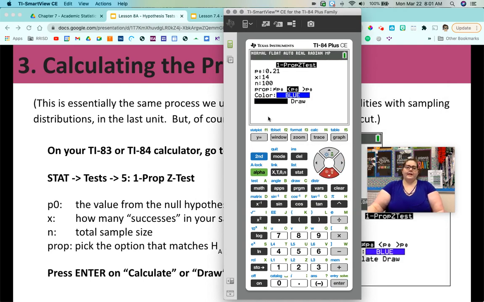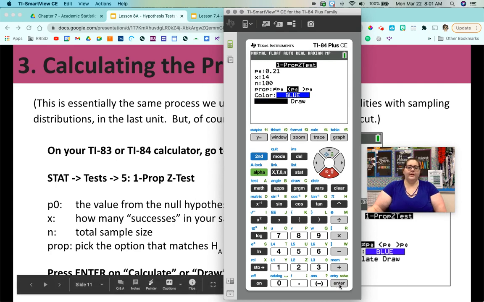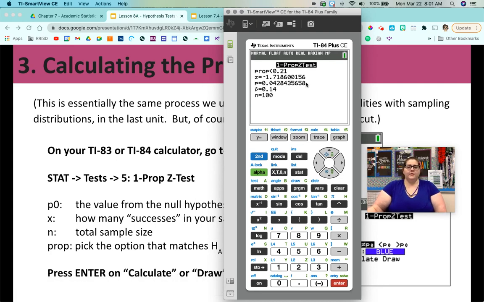And then you can either click Calculate or Draw. If you click Calculate, it just gives you a list of things. It tells you what your z-score was, which is what we got. And then it tells us what our probability is for that problem. So p equals is that probability.